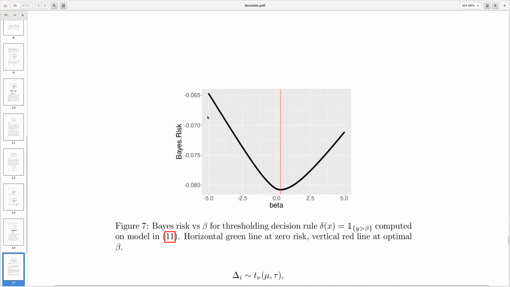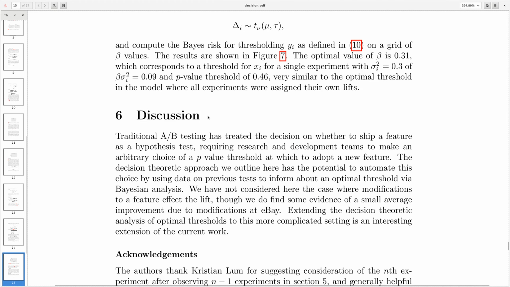I'm going to go to the conclusion. I ran out of time. Discussion. Traditional A/B testing has treated the decision of whether to ship a feature as a hypothesis test, requiring research and development teams to make an arbitrary choice of p-value threshold at which to adopt a new feature. The decision-theoretic approach we outline here has the potential to automate this choice by using the data of previous tests to inform an optimal threshold via Bayes analysis.